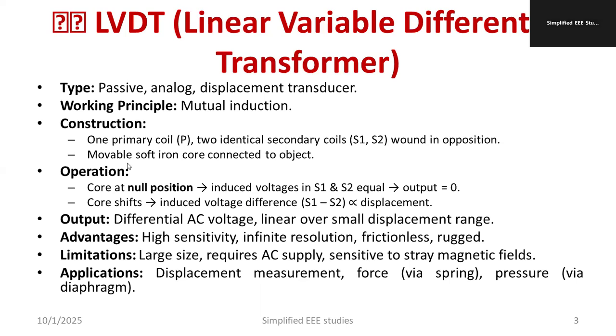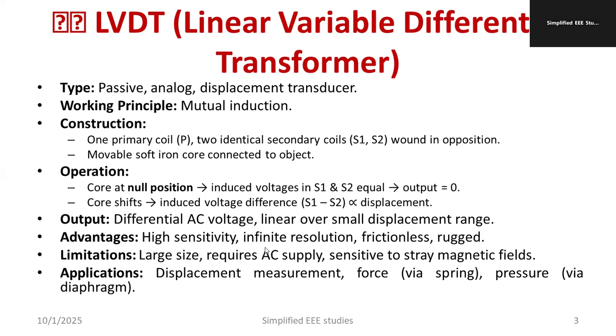It works based on the principle of mutual induction. At the null position, whenever the core is at the null position, the induced voltages in S1 and S2 are equal. They will cancel each other, applying Lenz's rule, since the magnitudes are equal and opposite, so the output is zero. When the core shifts, an induced voltage difference is created. S1 minus S2 is directly proportional to displacement, whether in the upward or downward direction. The output is actually differential AC voltage, linear over a small displacement range.